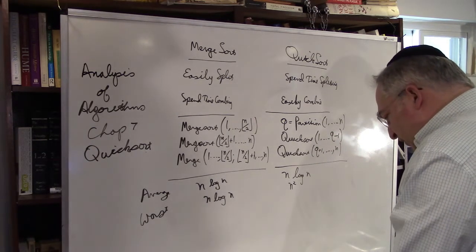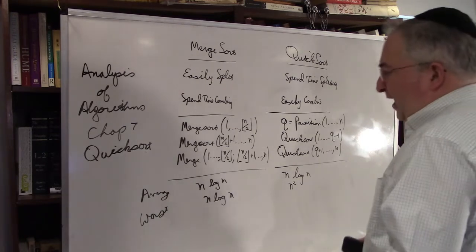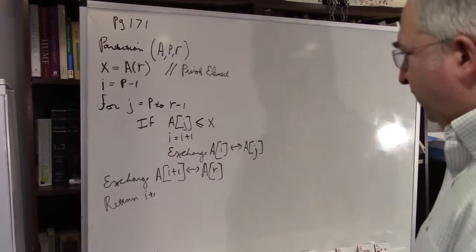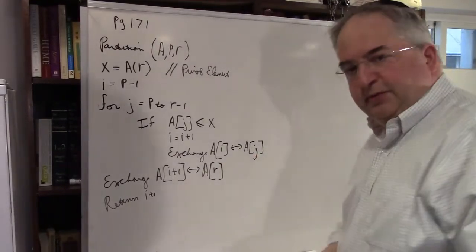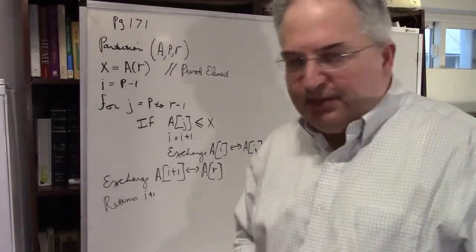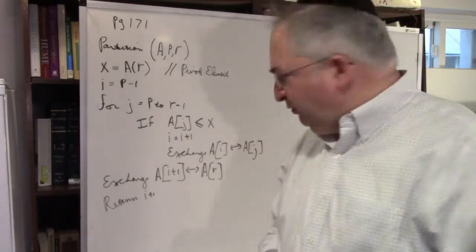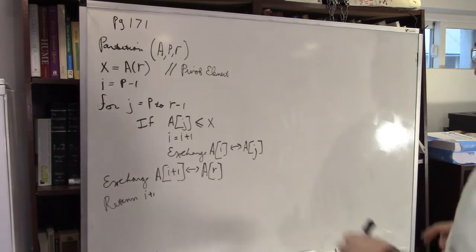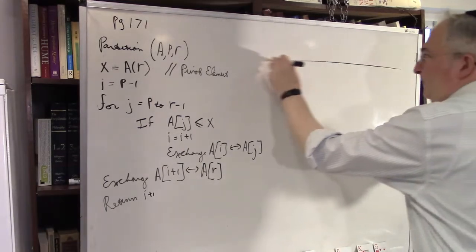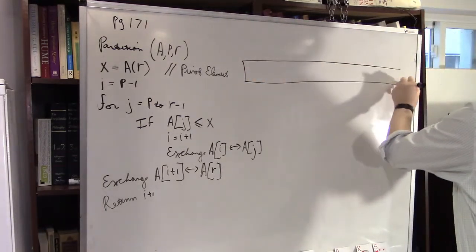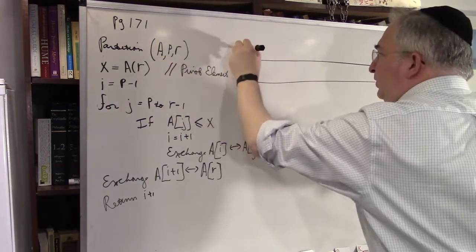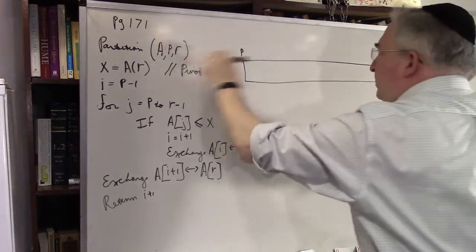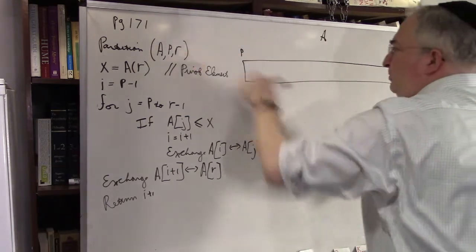So let me show you that. Okay, so this is the partition algorithm. This is the algorithm that splits things up. It's a little bit painful, so we're going to go through it line by line. But basically what it does is, it takes your array A, which is part of the input. It starts at P and ends at R.